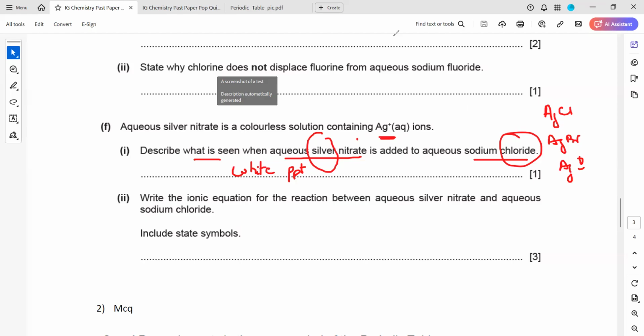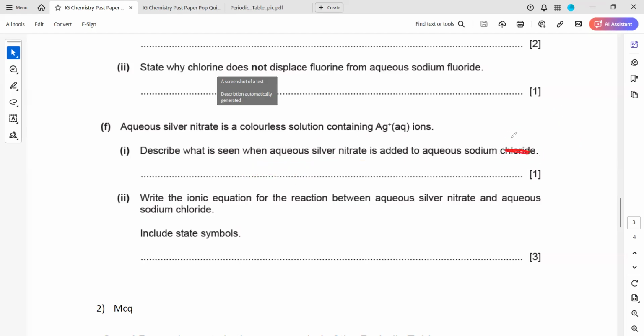If this was the same question, but it is written that sodium bromide was there, then what will the answer be? When silver combines with the bromide ion, it will form a cream colored precipitate.